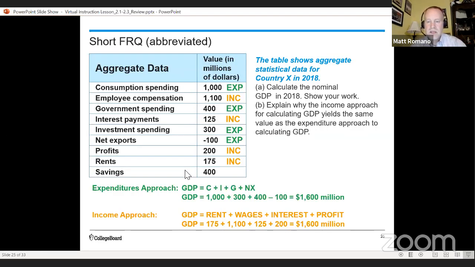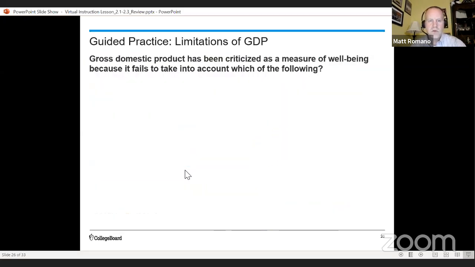Part B, explain why the income approach for calculating GDP yields the same value as the expenditures approach. Use the circular flow here. This is the rubric answer. According to the circular flow model, total spending equals total income. Again, just visualize the circular flow model, and that'll tell you why that's the correct answer. Okay, moving on. Another multiple choice question.